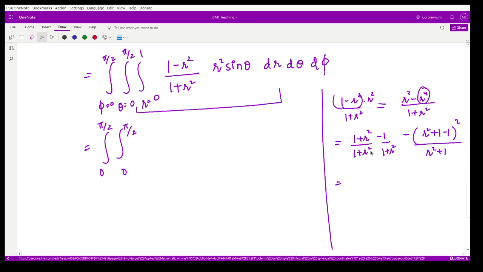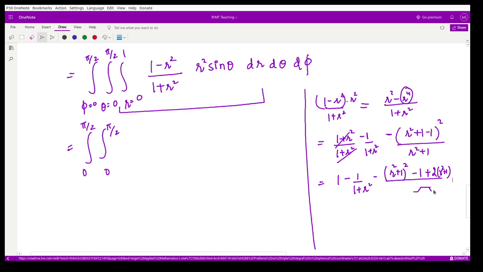There is no problem. Now this first term becomes 1 minus 1 by 1 plus r square. And then what would be this? I have to open up this square. So it would be r square plus 1 whole square, and then minus 1, and then plus 2 times r square plus 1, divided by r square plus 1. Just a second. So what do we have? 1 minus 1 by 1 plus r square. And then here we will have r square plus 1, and we have minus 1 by r square plus 1, and then we have plus 2.